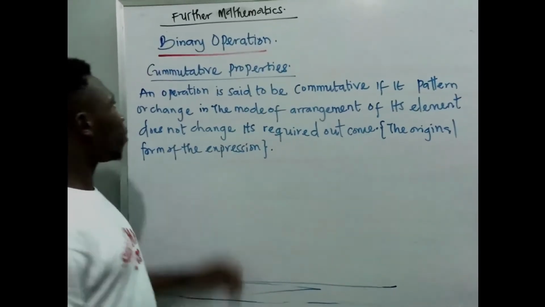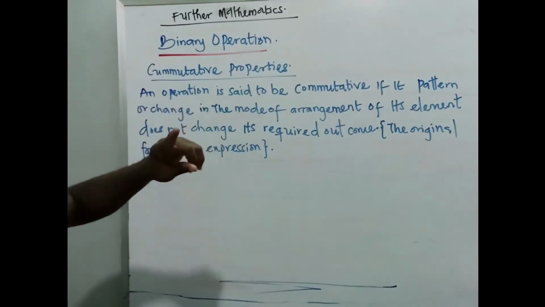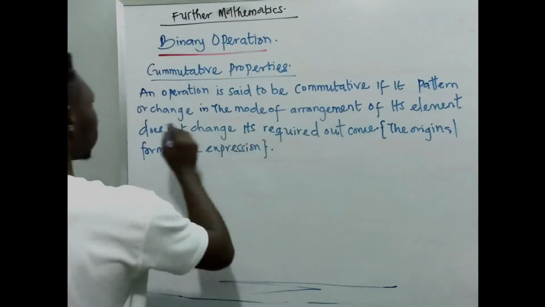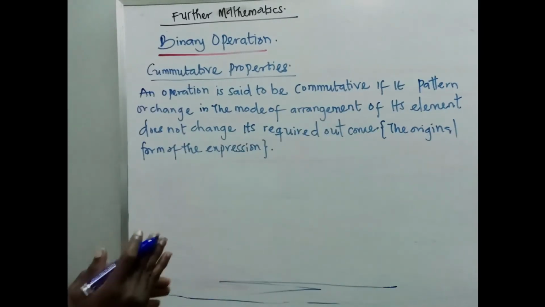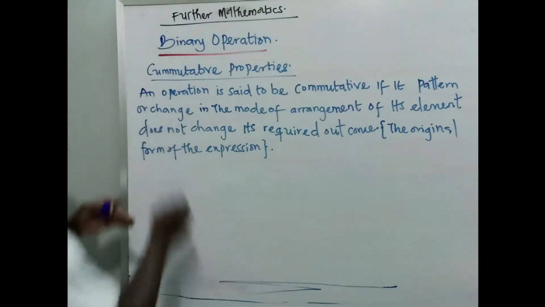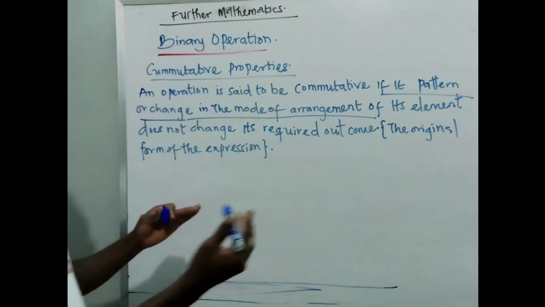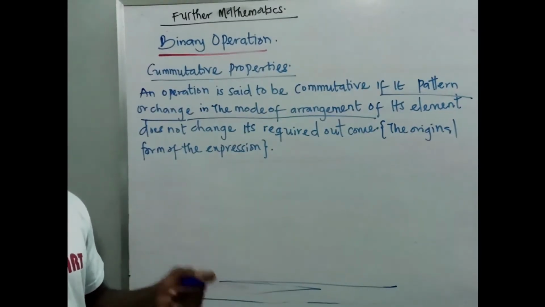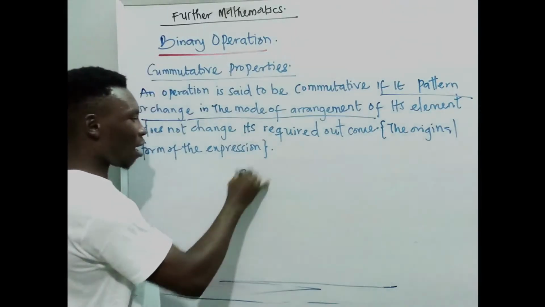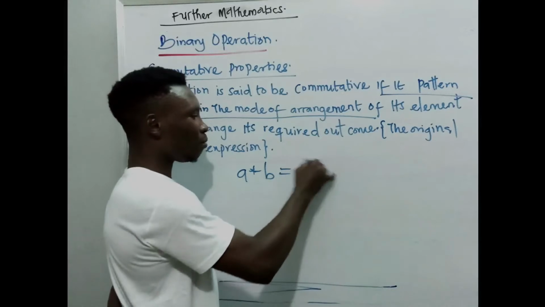Now, commutative properties. An operation is said to be commutative if, whenever you change or rearrange the mode of operation of its elements, it does not change the required outcome. That is, it's still the same as the original. For example, if we have A operation B, it is commutative if it's the same as B operation A.